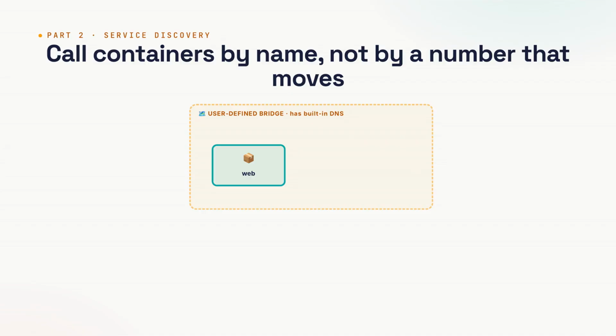Now the second problem, containers finding each other. We saw IPs change on every restart, so hard-coding them is out. What we want is to call a container by a name that never changes. And that's exactly what Docker gives you.